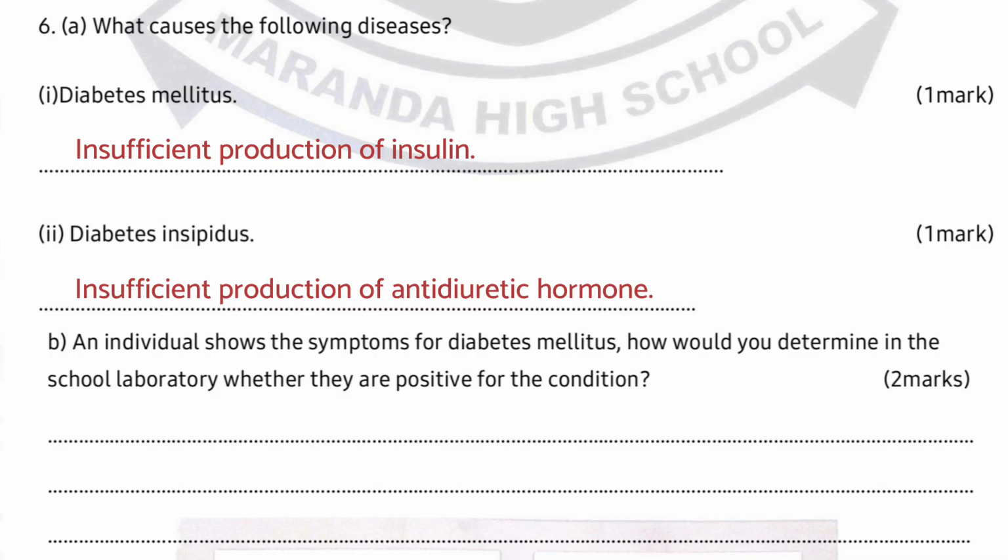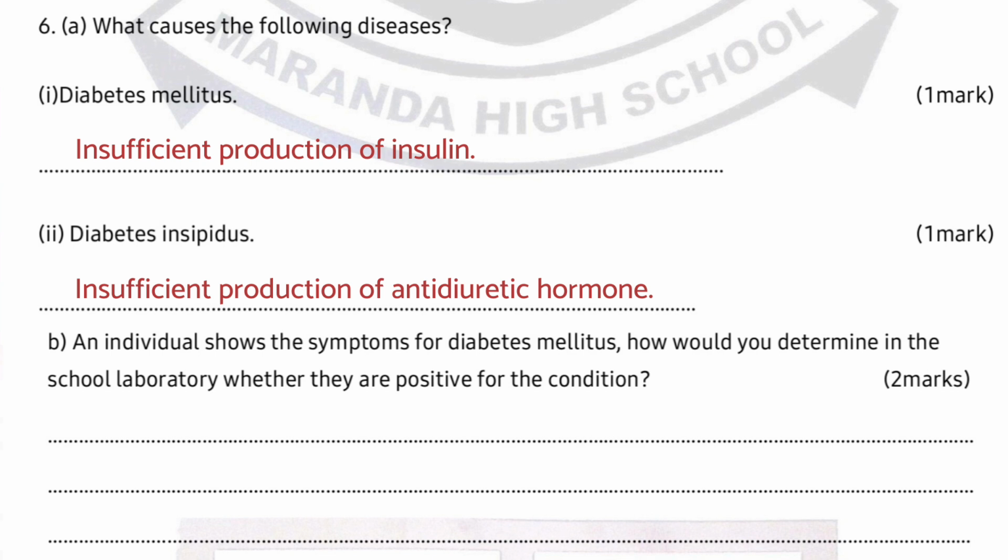Part B. An individual shows the symptoms for diabetes mellitus. How would you determine in the school lab whether they are positive for the condition? Okay, so what we are going to do to determine whether the person has diabetes mellitus or not is simple. We are going to undertake a test for reducing sugars. Remember, diabetes mellitus is what we generally refer to as sukari. So if someone is suffering from diabetes, they are going to have glucose present within their urine.